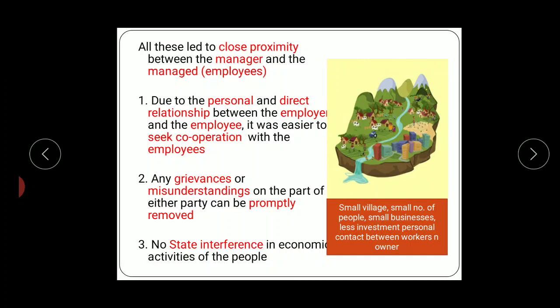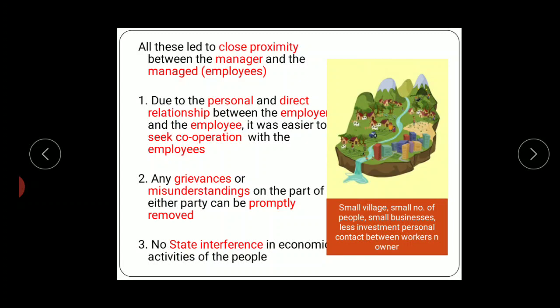Okay? So due to this personal and direct relationship between the employers and the employee, it was easier to seek cooperation with the employees. So we all know that with whomsoever you have a very personal and direct relationship, not via someone, but direct relationship, you can express yourself, you can express your grievances. If some sort of misunderstandings happened, you can sort it out, because less number of people, only two of you, and you can expect a certain amount of cooperation from the other party. So these were the things that happened.